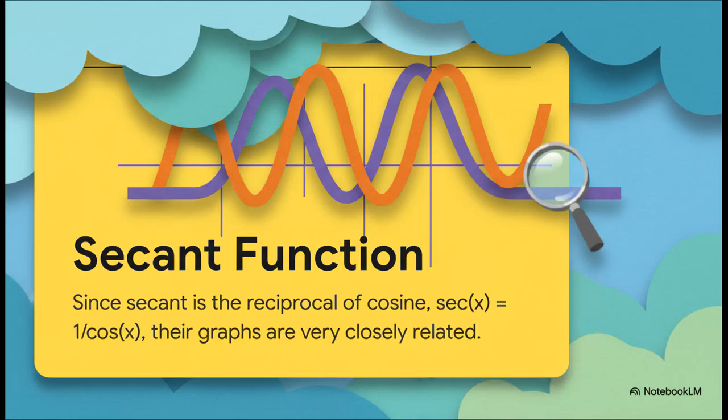Let's start with secant. As you can see, secant of x is just 1 divided by cosine of x. Now, think about what that means. When the cosine wave is at its peak, at 1, well, 1 divided by 1 is just 1, so secant is also 1. But when cosine gets really close to 0, dividing by that tiny number makes the secant value shoot up towards infinity. And when cosine is exactly 0, well, that's where things get really interesting.